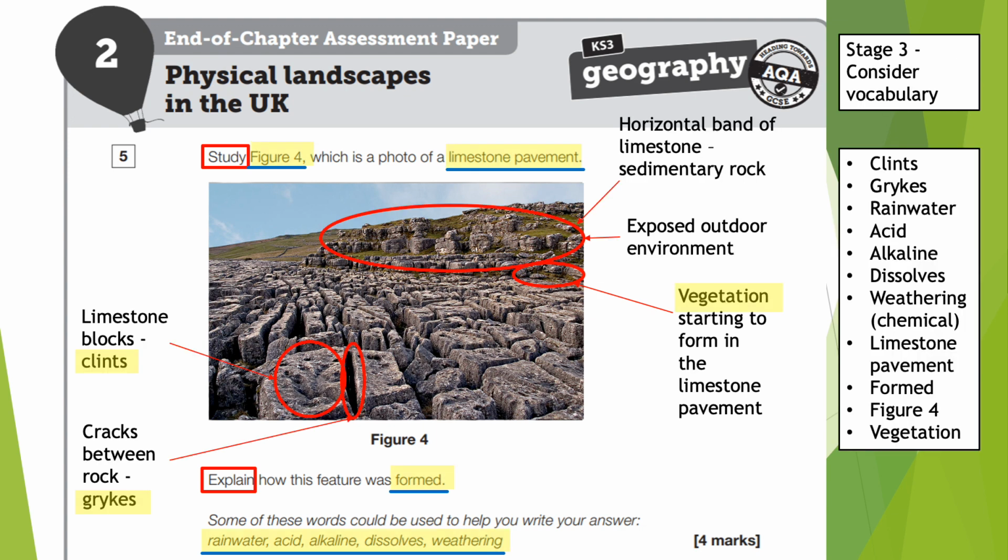The third part of constructing this exam answer is a really important one for students aiming to achieve higher marks on their questions. It's to consider the vocabulary you're going to use in your answer. To achieve top marks in any geographical question, you are going to need to use appropriate vocabulary throughout your answer.